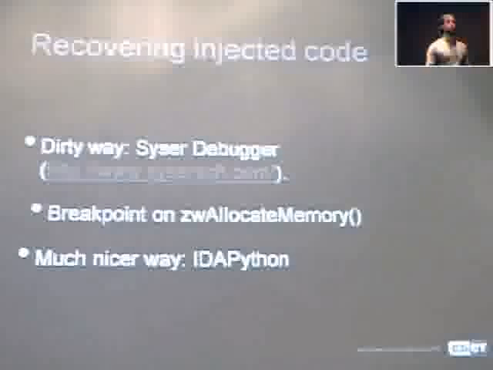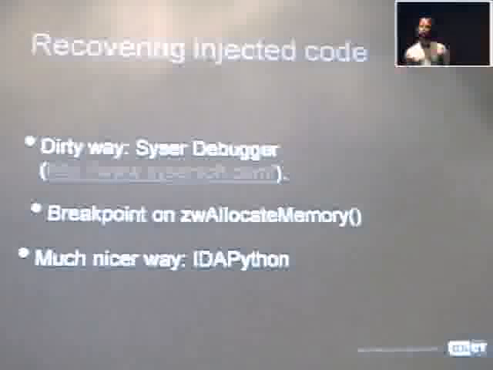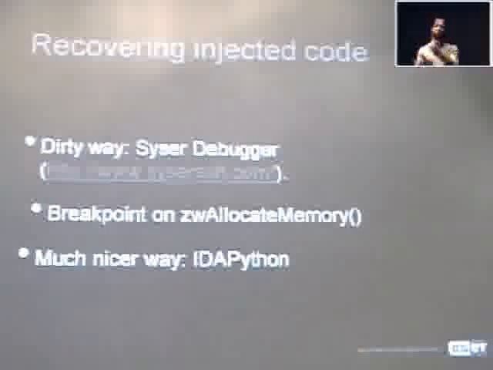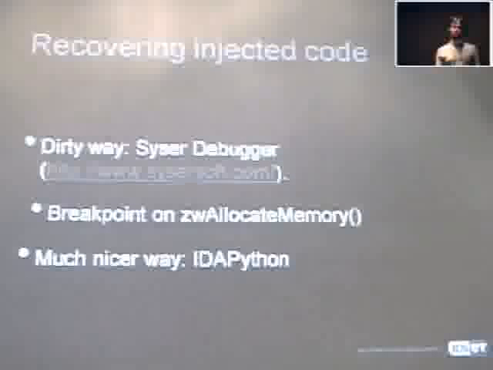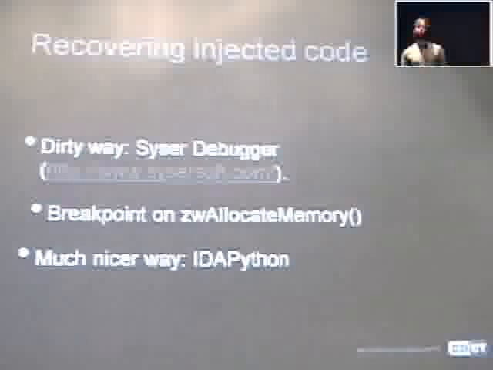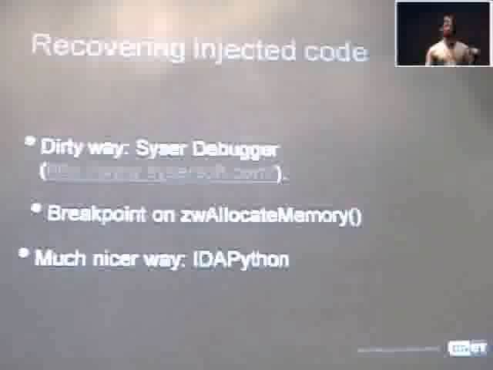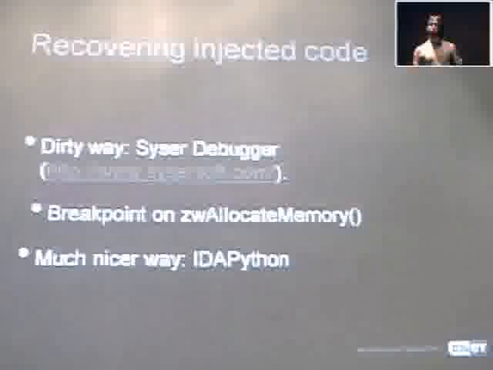So my first approach to find the injected code, because this is where all the functionalities are, so this is what I wanted to dump to disk and then analyze statically, was, I decided to try the Sizer debugger. I think this is a Chinese project. It's a ring 0 debugger. It has a nice GUI and everything, so you should give it a try if you haven't done that yet.